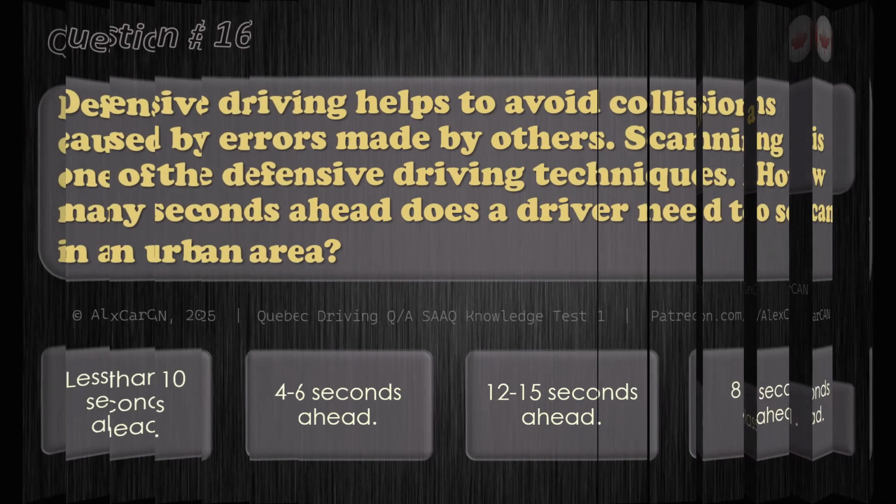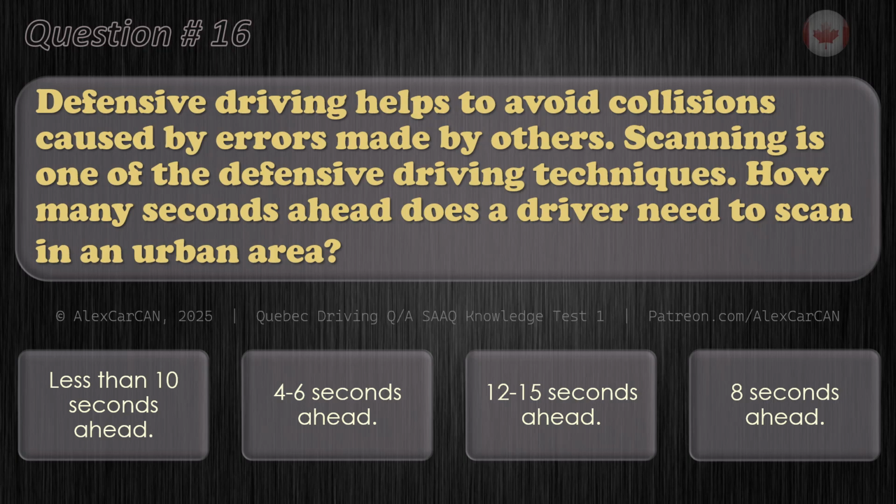Question number 16. Defensive driving helps to avoid collisions caused by errors made by others. Scanning is one of the defensive driving techniques. How many seconds ahead does a driver need to scan in an urban area? Less than 10 seconds ahead. 4 to 6 seconds ahead. 12 to 15 seconds ahead. 8 seconds ahead. The correct answer is 12 to 15 seconds ahead.